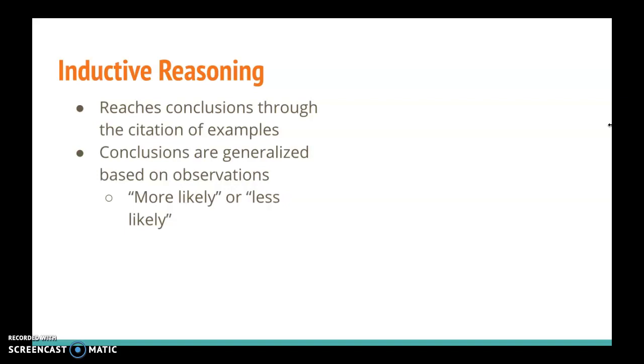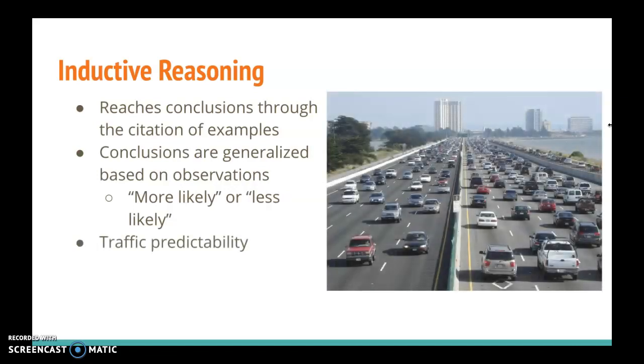As an example, traffic predictability is a great example of inductive reasoning, or reasoning from specific instances. Think about it this way. Let's say that I have a new job starting on Monday at a school that I have never been to before. So I leave my house at 8 a.m. and it takes me approximately 45 minutes to get to work on Monday.